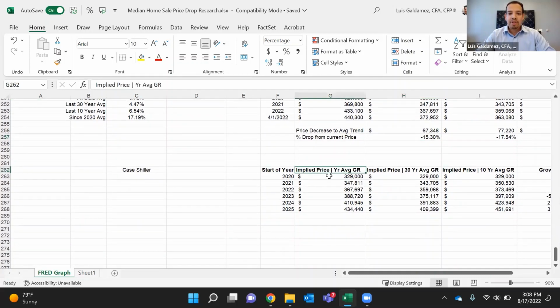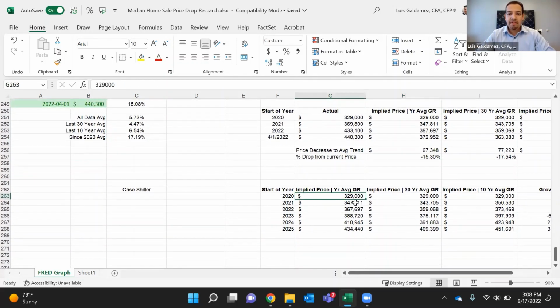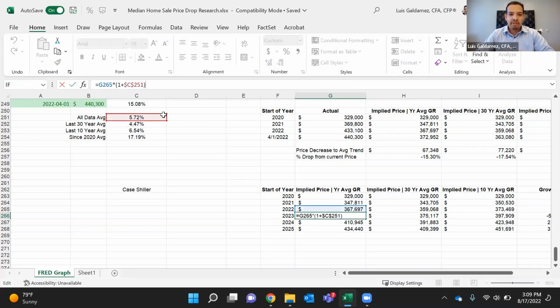Looking at the long-term trend, right? These are the numbers that we saw previously. So 329,000, that's the number you see here. And then 2021, 348, same number. 367,698, same number here. What I'm doing now is saying in 2020, at the beginning of 2023, if we're growing at the same long-term trend of 5.72%, which I'm highlighting, at the start of 2023, we should be at 388,720, right? The median home price.